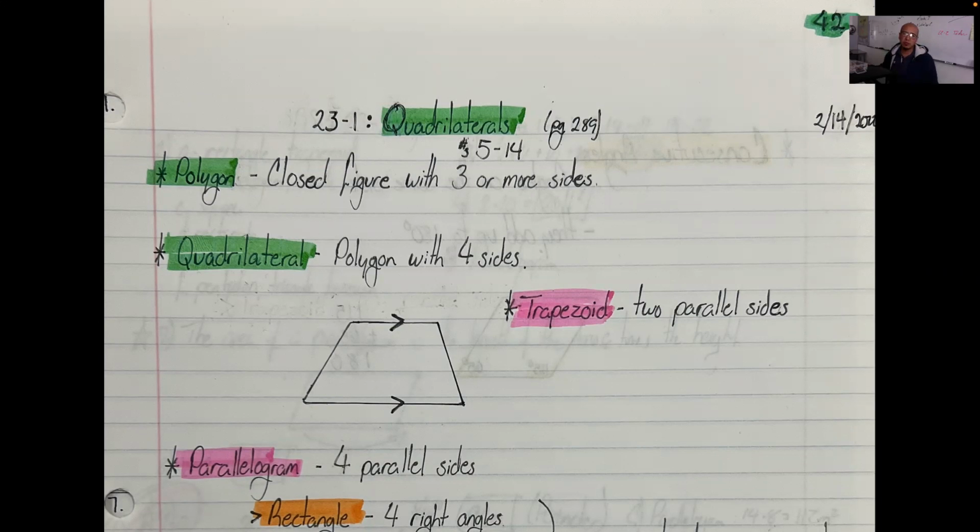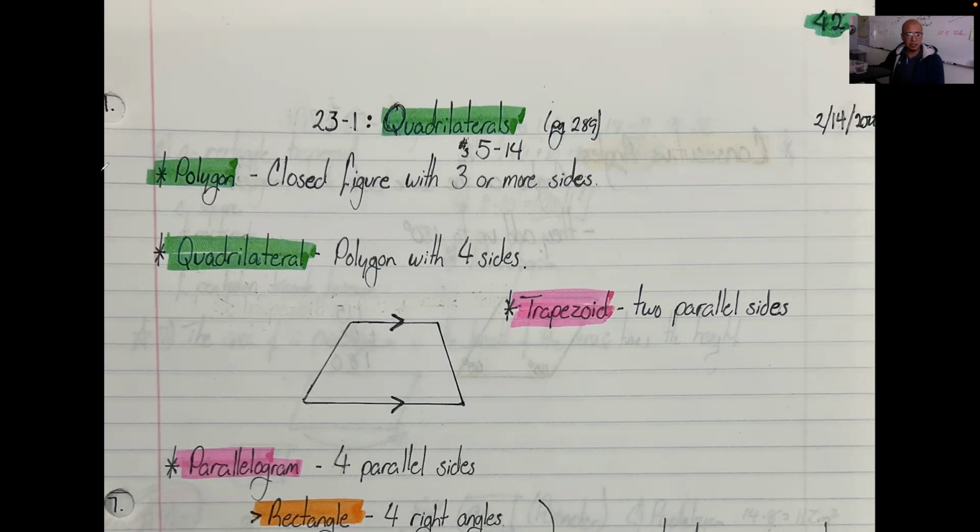And when you think of the word quadrilaterals, in fact, the prefix quad means four and lateral means side, so it's a four-sided shape. Last week we were talking about triangles, which is a three-sided shape. However, today we're going into quadrilaterals, four-sided shapes.